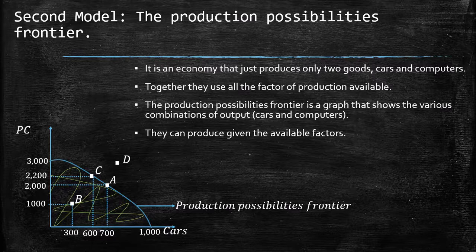So these points, 1,000 and 3,000, mean the maximum that the economy can produce. For example, if the economy specializes just in cars, it will be able to produce just 1,000 cars. On the other side, if it specializes just in personal computers, it can only arrive at 3,000 personal computers. So if we talk about points A and C, they are the efficient points.